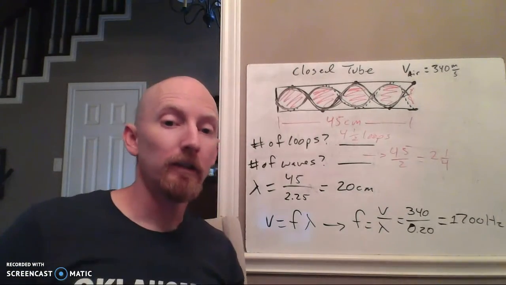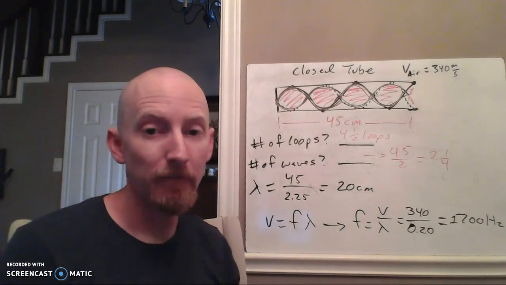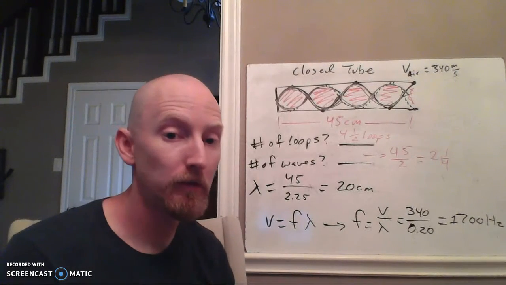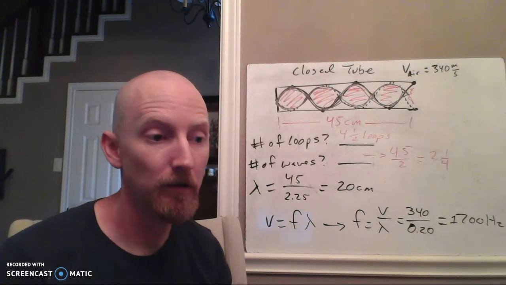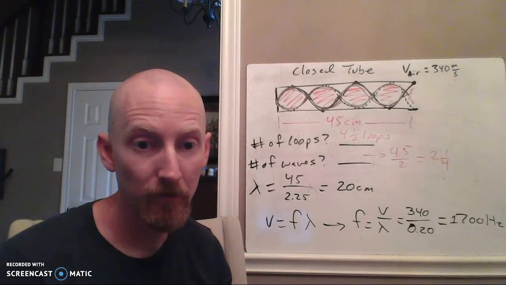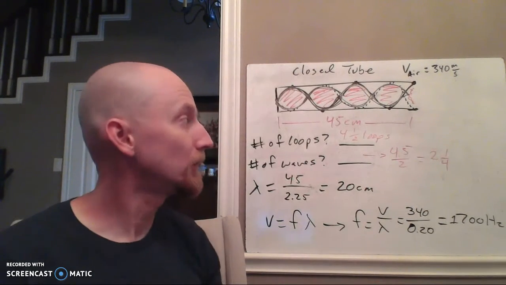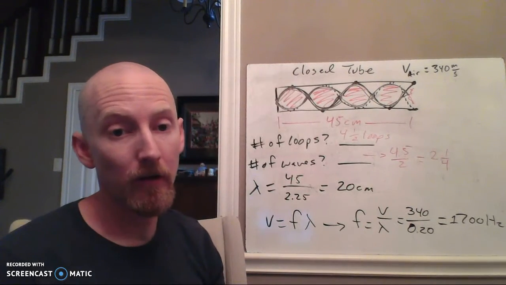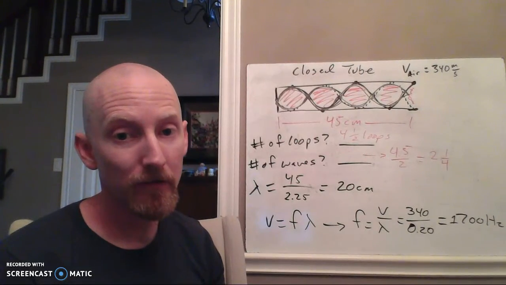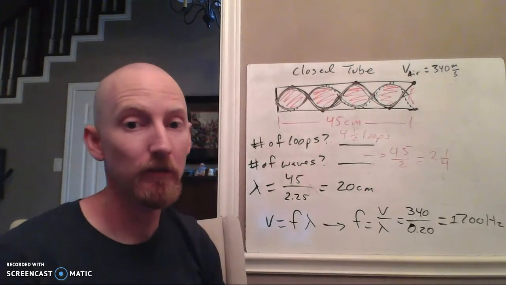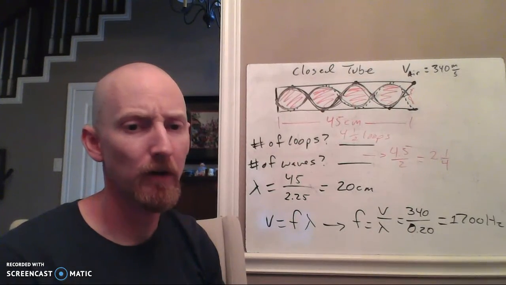Hey, I forgot one thing. It's probably why I had that look on my face. Which harmonic is this? It's a lot easier for open tubes and for strings because you just count the number of loops, and that's your harmonic. For closed tubes, it's a little bit harder because you have this fraction. You're going to have a fraction with these closed tubes, and so everyone's like, well, which harmonic is this?